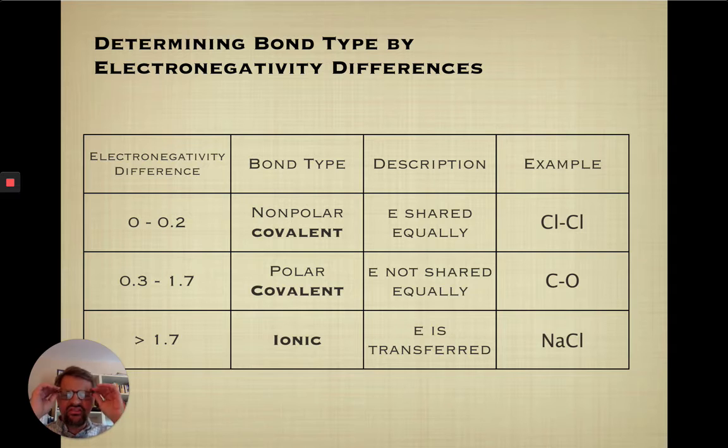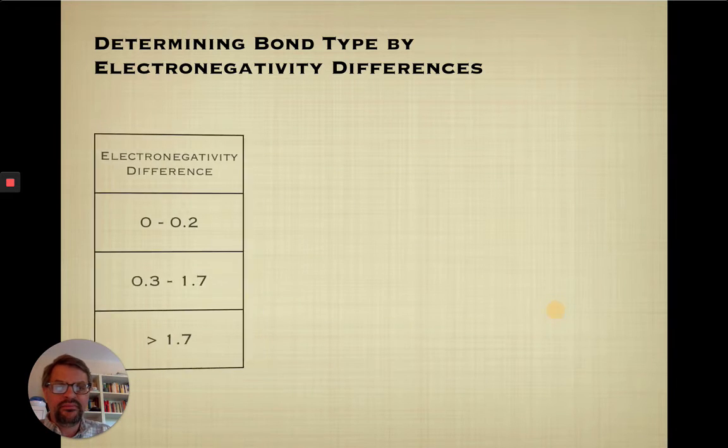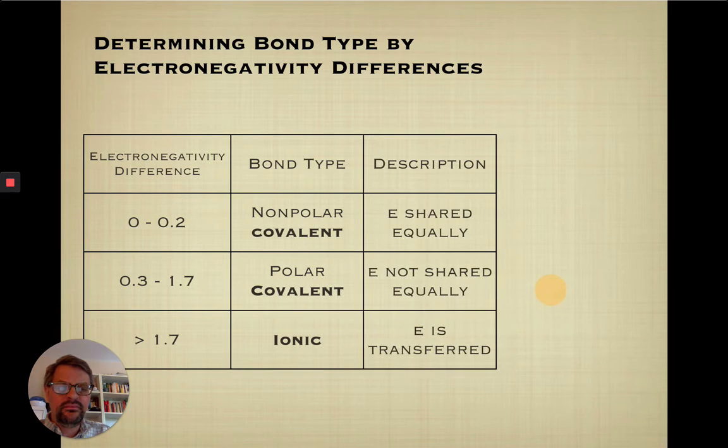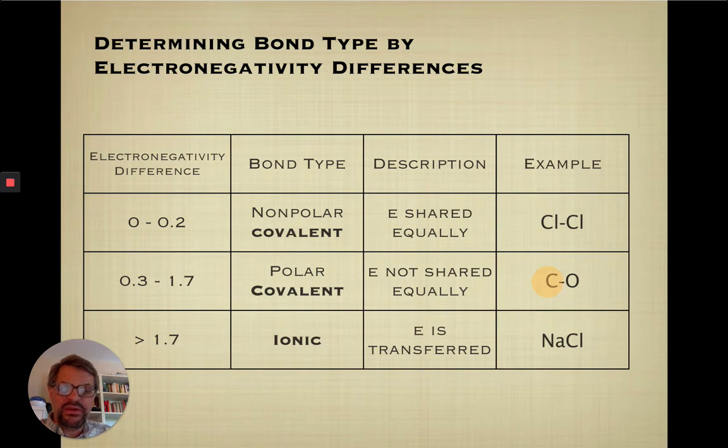Examples: Cl2, chlorine bonded with itself, is a nonpolar covalent bond. CO, carbon monoxide, is covalent, but it's polar. In this molecule, the carbon ends up being positive, and the oxygen ends up being negative, but it's still covalent. Now, sodium chloride, NaCl, table salt, ends up being an ionic bond. It's not even covalent.